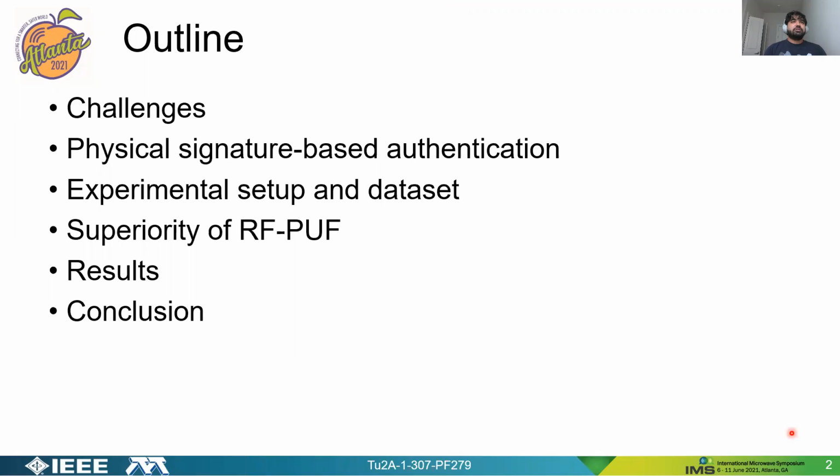Let's start our presentation with the outline of this talk. I'll first talk about the challenges that I'm going to address. Then I'll discuss physical signature-based authentication. I'll describe the whole experimental setup and dataset. I'll try to explain why RF-PUF is superior. Then I'll show some results and discuss them. And finally, I'll conclude my talk with a brief summary of the whole work.